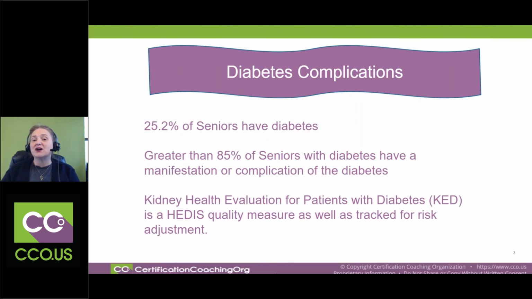25.2% of our seniors have diabetes. Now, this is due to many factors, but one is that type 2 diabetes can come along with age, especially if there's a family history of diabetes. Now, it's not saying that they're doing anything wrong as far as not being healthy. It's just they have a family history, and as their body ages, they develop diabetes.